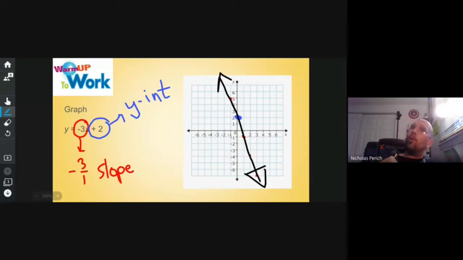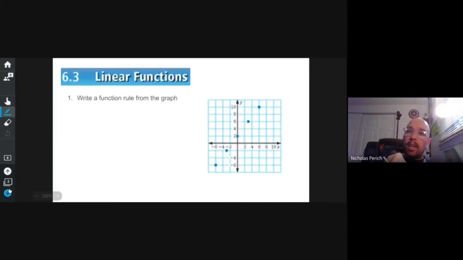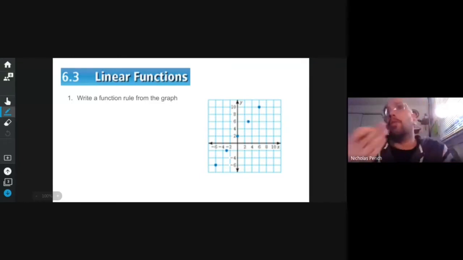Linear equations form straight lines, and they're in the form y equals mx plus b. Why am I telling you that? Well, because we're going to write linear equations today. There's our first one. Write a function rule for the graph. Yesterday when we learned to write a function rule, I would give you a sentence, like the output is twice the input, and you would write out y equals 2x. This is different, but now specifically these are lines.